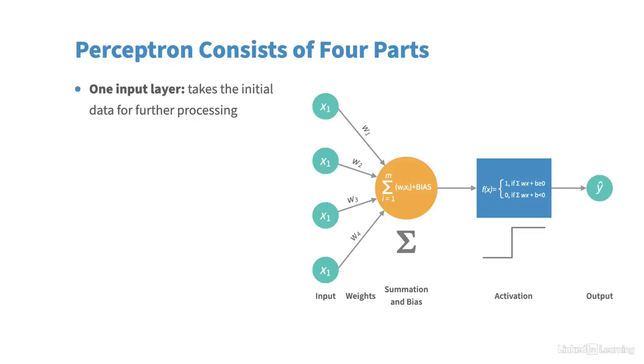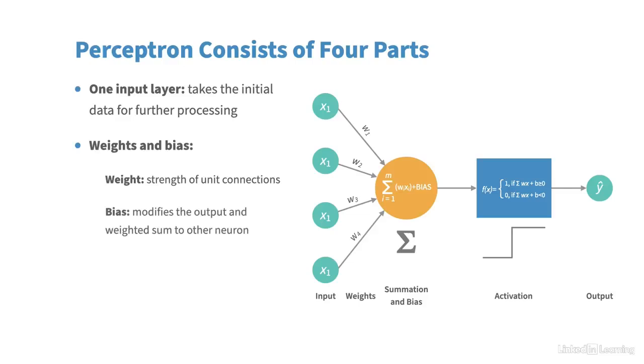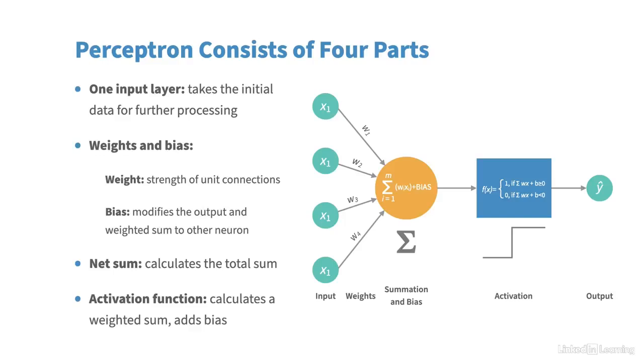One, input layer, made of input neurons that take the initial data into the system for further processing. Weights. If the weight from node 1 is stronger than the weight from node 2, then node 1 has more influence on the output. And bias, which is an additional parameter whose job is to modify the output along with the weighted sum of the input to the other neuron. And net sum, which calculates the total sum, and the activation function.